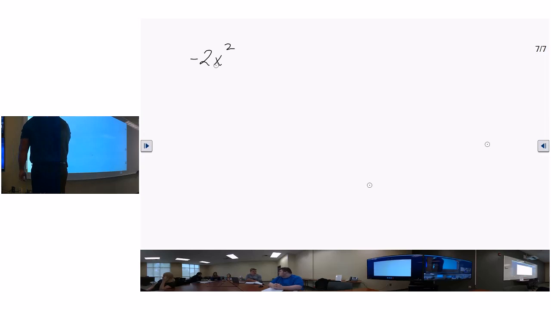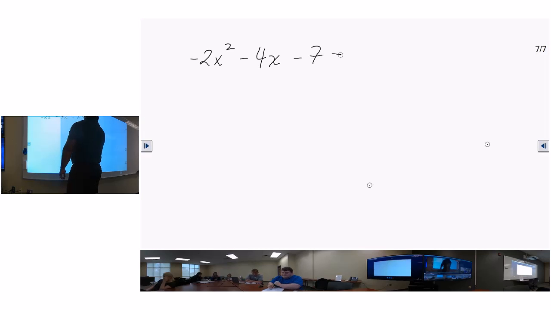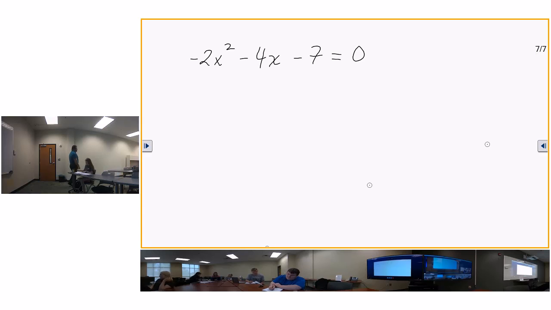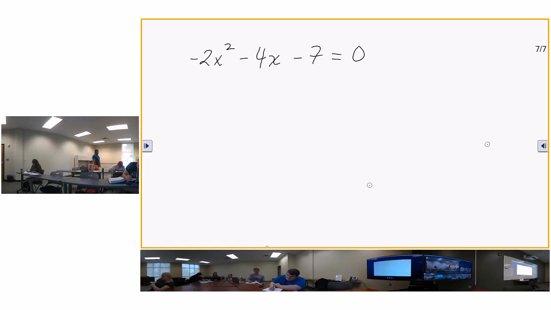-2x squared minus 4x minus 7 is equal to 0. What's the difference in this one? It's got a negative, so instead of factoring out a 2, you've got to factor out a -2, and that's going to change the sign of the middle number. And it's also going to be a parabola opening which way? Downward, because you know your parent graphs. So move C first.